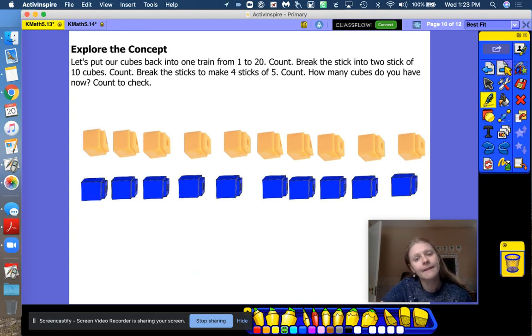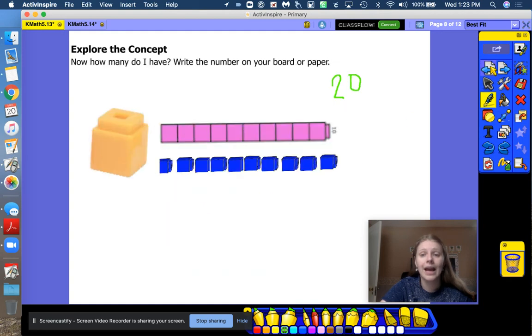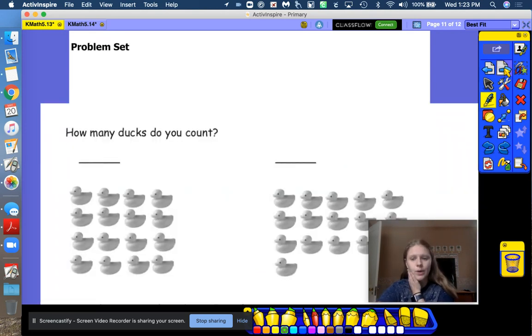How many do I have? Okay, so I have a row of 10 and a row of 10. So I have 2 10s. What does that make? 20. Good, friends. You're seeing how you can count in different configurations. You can count in an array. You can count in a column. You can count in a row, making sure that you can count objects no matter what they look like.